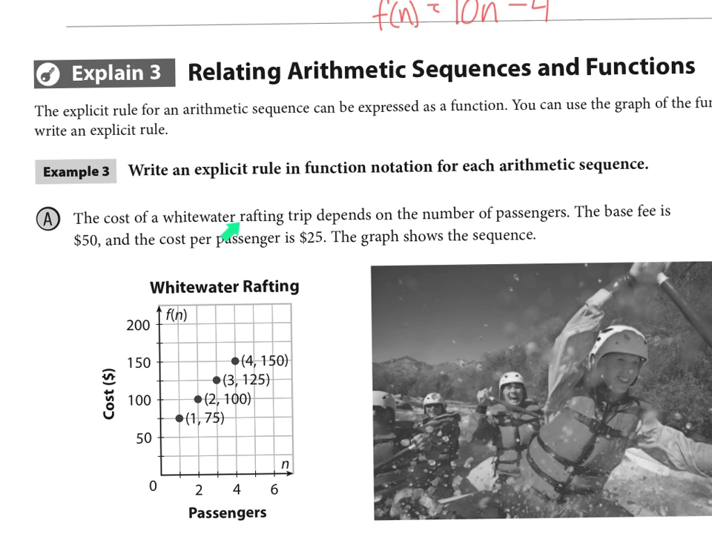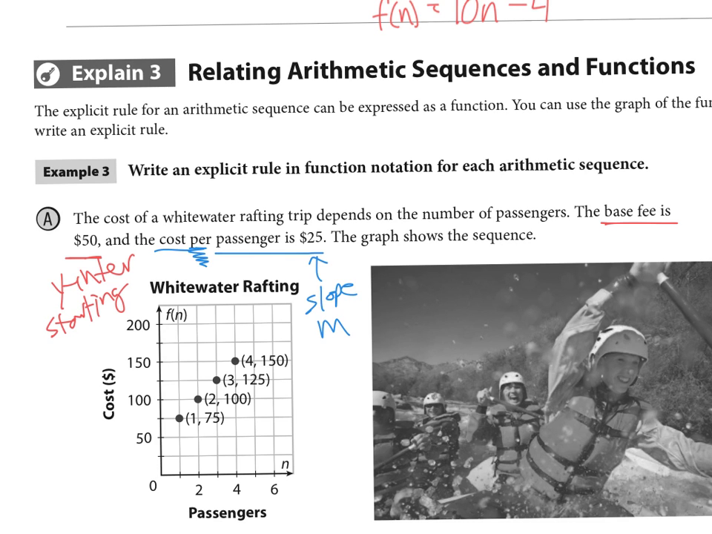It says the cost of a whitewater rafting trip depends on the number of passengers. The base fee is $50. So what is that base fee representing? The y-intercept. Because we referred to the y-intercept as our starting point, starting fee, initial cost. The cost per, again, anytime you see that word per, your first thought should be what? Slope. The cost per passenger is $25. So that $25 is our slope, m.